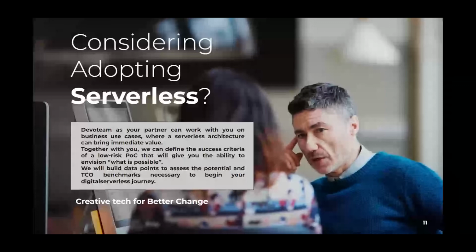How can it actually help you? Can you transform some workloads? What would be good to transform? What would be good to do another way? We can build with you data points to assess the potential and total cost of ownership benchmarks and KPIs necessary to begin your digital serverless journey.